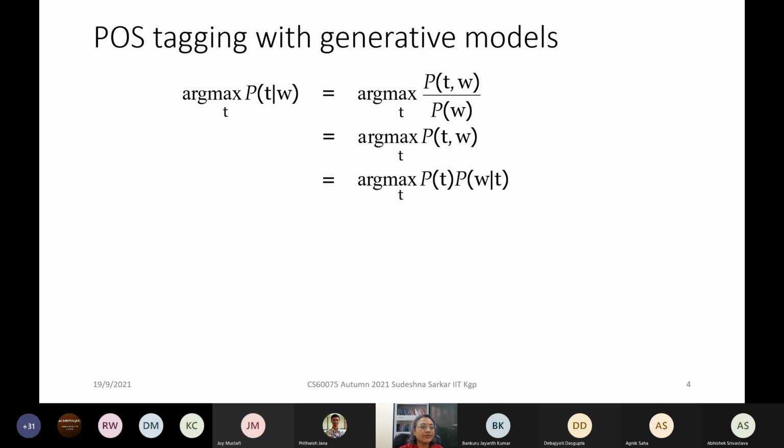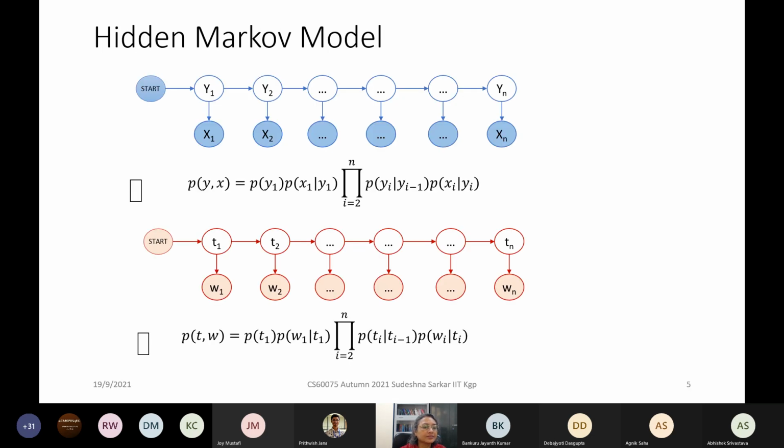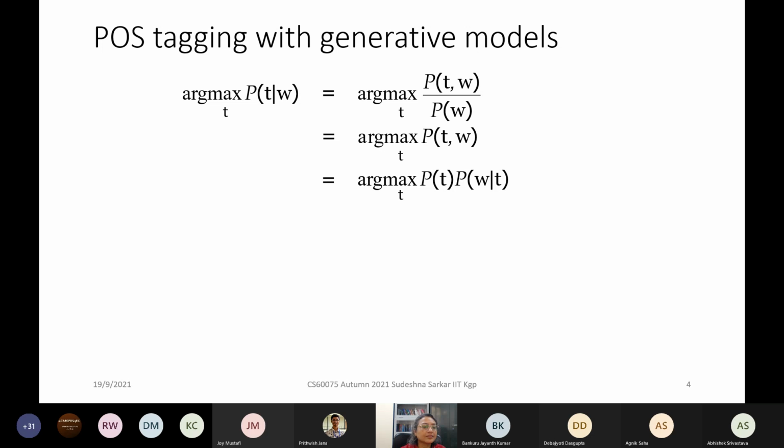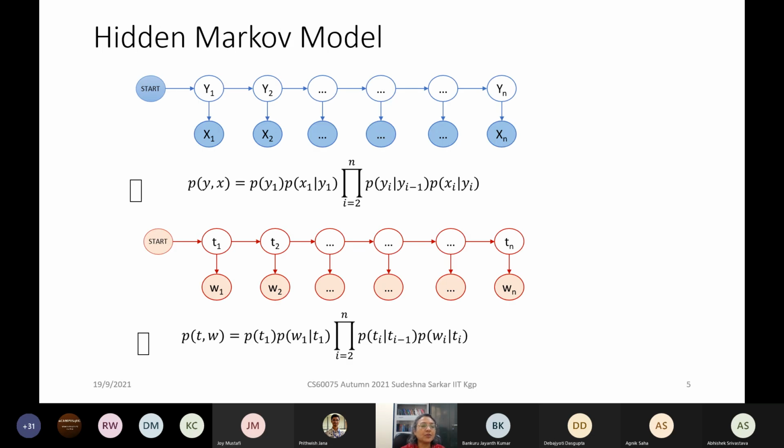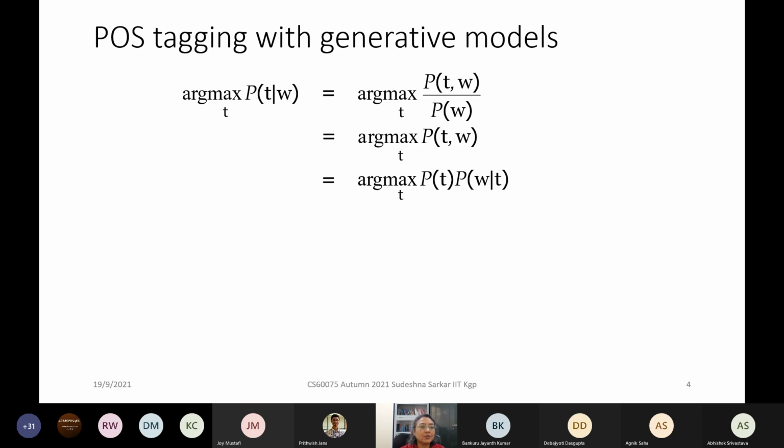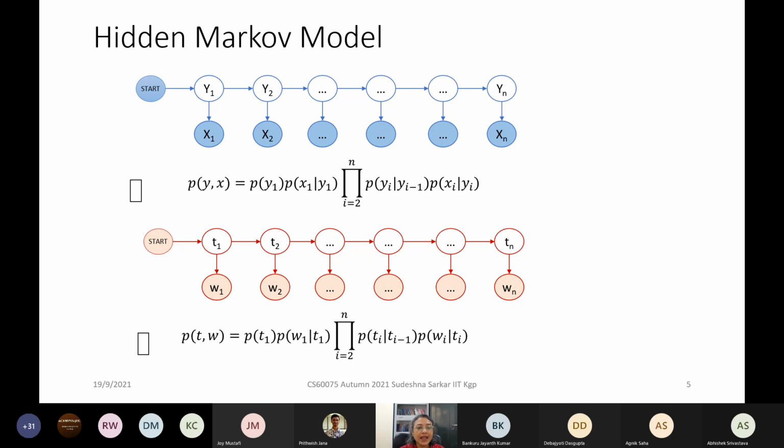Okay, and we can formulate this as this sort of problem: we want to find that tag sequence so that the probability of the tag sequence given the word sequence is highest. And by using the laws of probability, we reformulate it in terms of the probability of the word sequence given the tag sequence. And this is an example of a generative model.